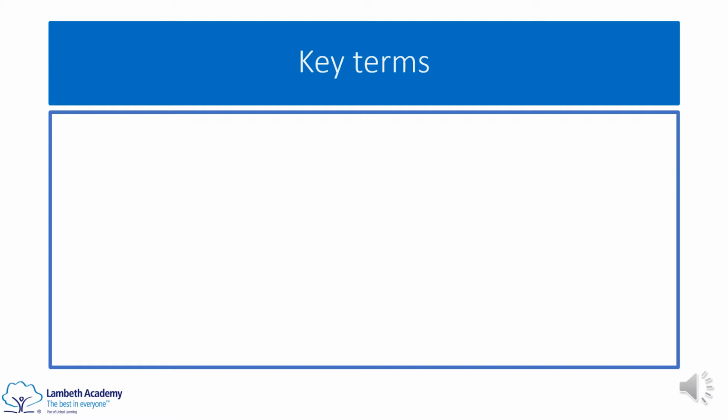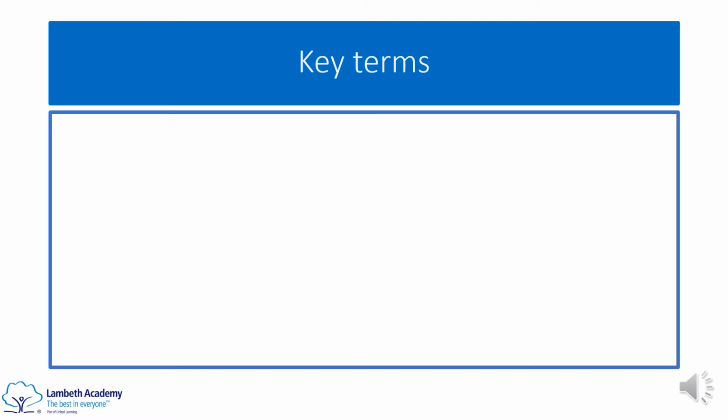So the first key term is arterial blood. This is blood that flows from the heart towards the organs, towards the muscles, and it has lots and lots of oxygen inside. This means that it will be very bright in colour, so it will be a bright red.